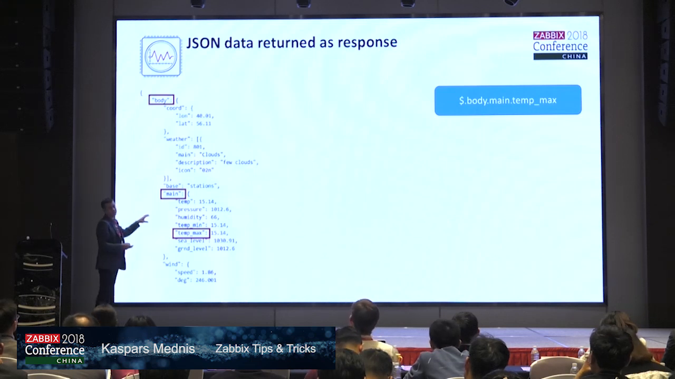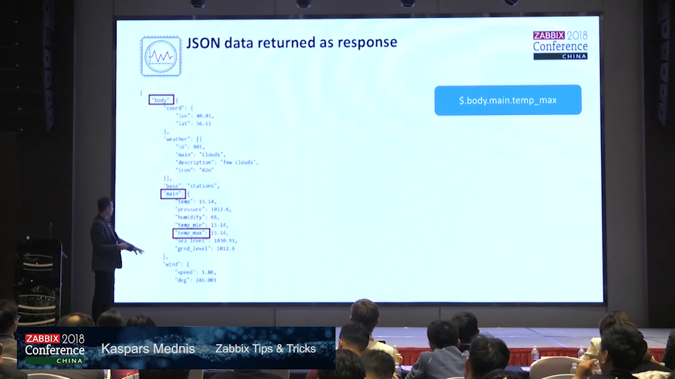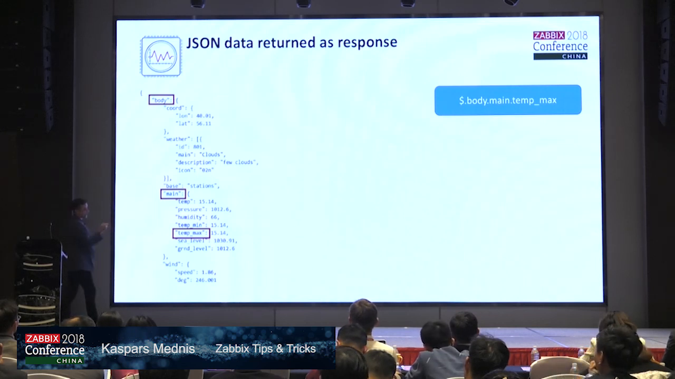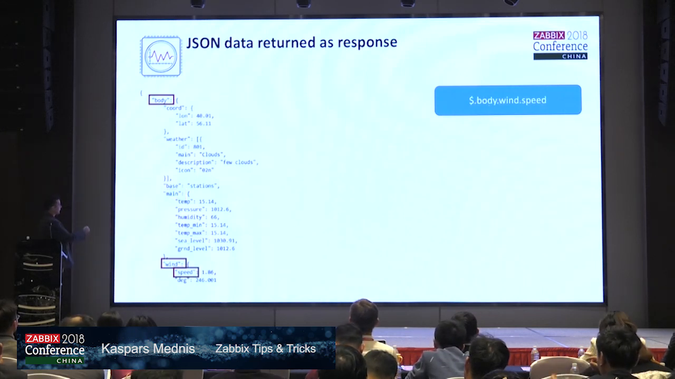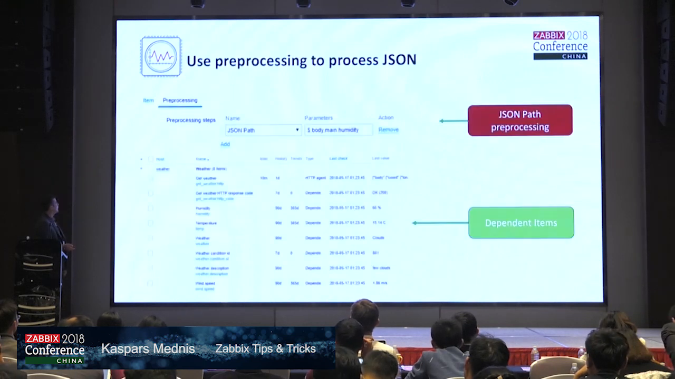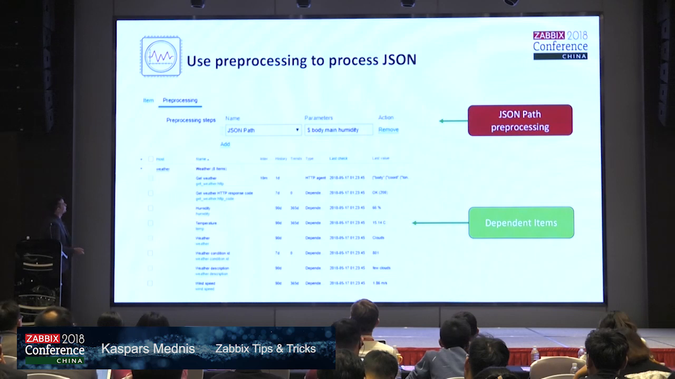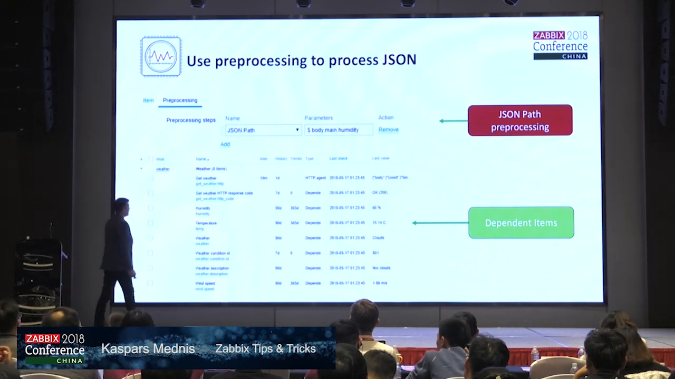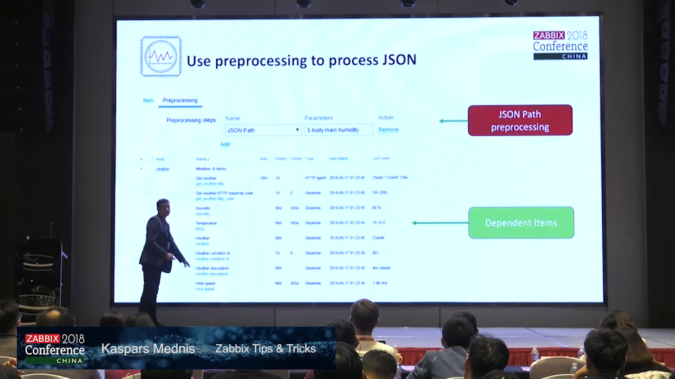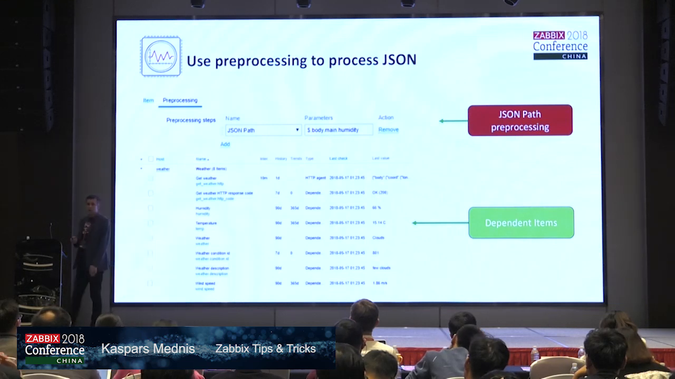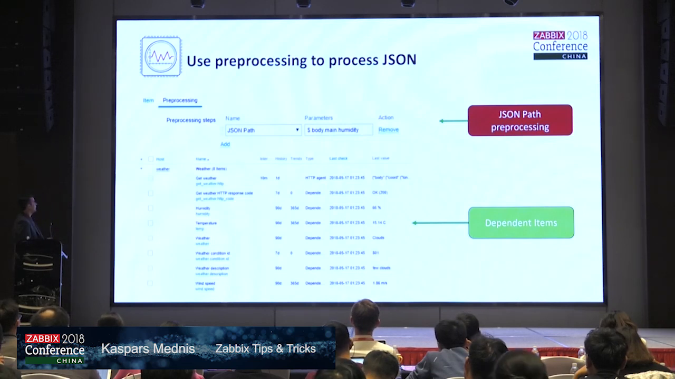So any metric you need to gather, just write the correct JSON path, which is really easy, and you will get back the value. The same for wind speed. Yes, body, wind speed. And this is how it looks. So we have the JSON path, we have parameters, and here we have the result. Out of the box, without any scripting, just using built-in tools in Zabbix.